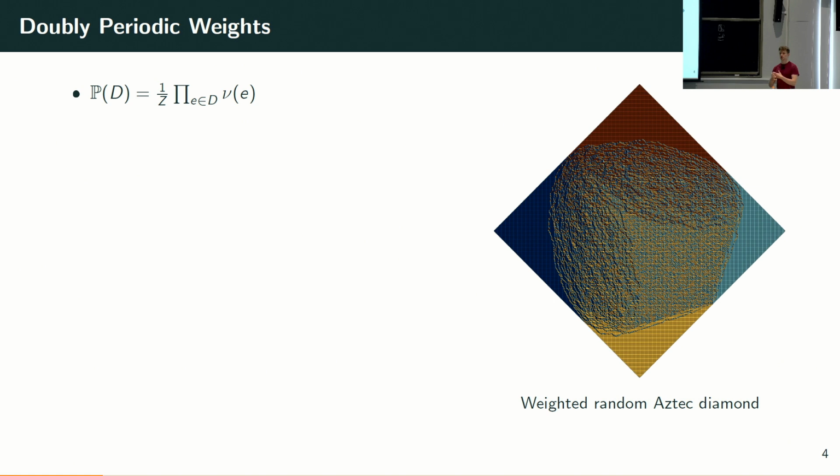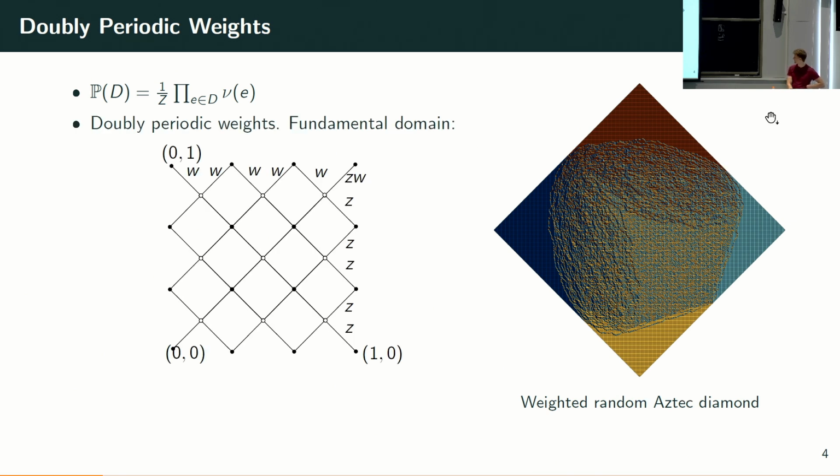So this was all in the uniform picture for now. You can add weights, and the natural way to add weights is to put weights on the edges, and then the probability of a dimer configuration is just the product of all the weights on the edges that were included. And then other behavior can emerge. In this example, we have doubly periodic weights, meaning you have some small fundamental domain, and you keep repeating the same weights on the entire graph.